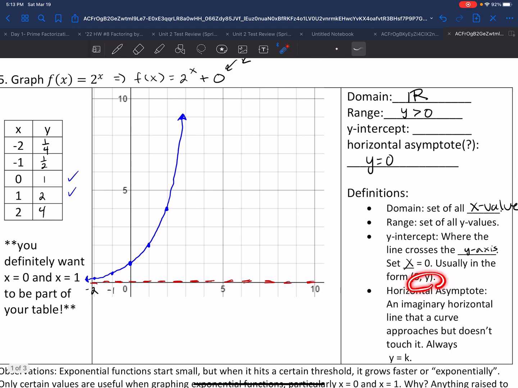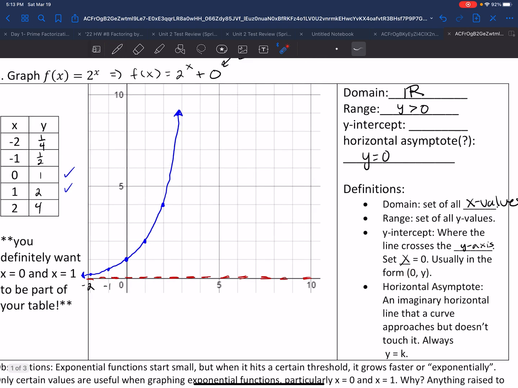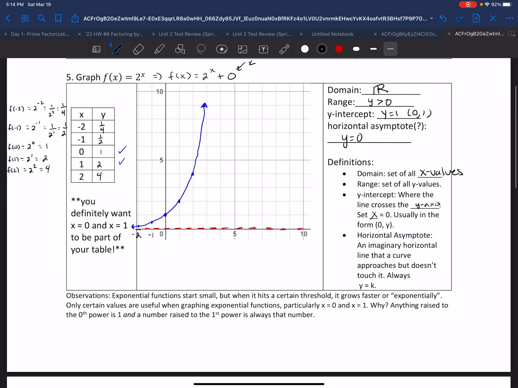and it's always in the form 0, comma y, right? So which one is in the form 0, comma y? Where does that line touch? Well, it touches right here. What is that right there? That's 0, comma 1. So that means my y-intercept is at y equals 1, because 0, comma 1. And then we're done.